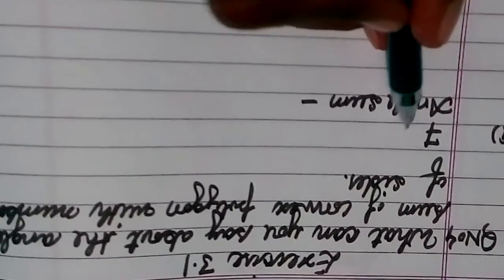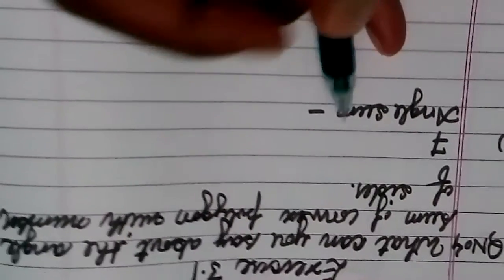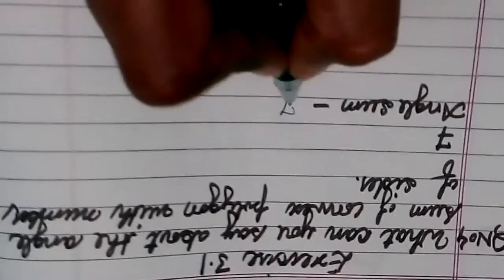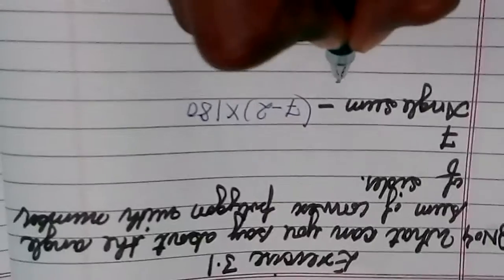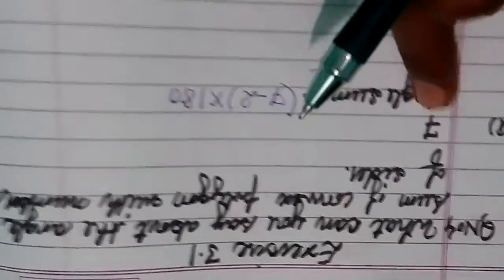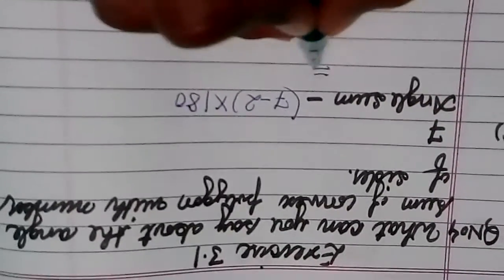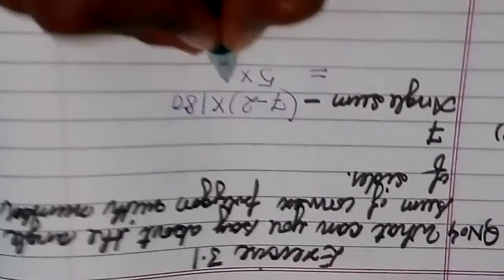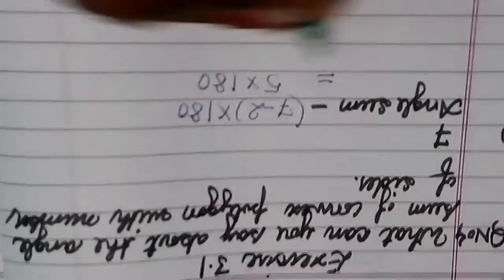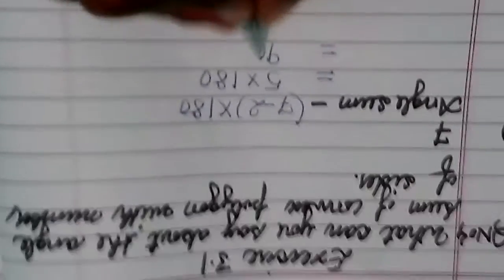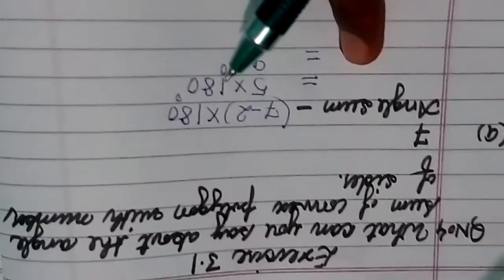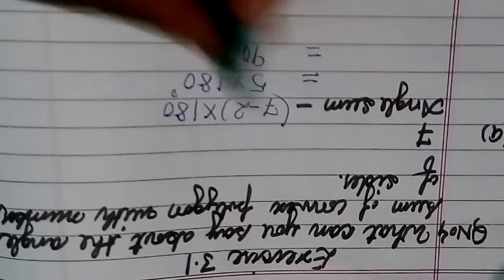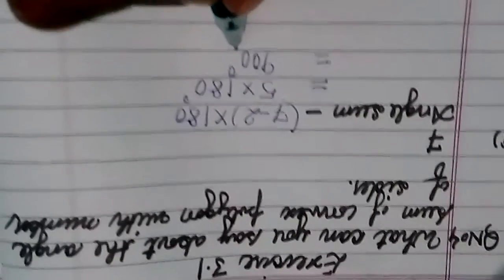Now here the number of sides is 7, and what we have concluded is that if I subtract 2 from the number of sides and multiply that by 180 degrees, I'll get the angle sum of the figure having 7 sides. So that will be equal to what? 7 minus 2 is 5, 5 into 180. So I'll get 900 degrees. So the angle sum of the figure having 7 sides will be 900 degrees.